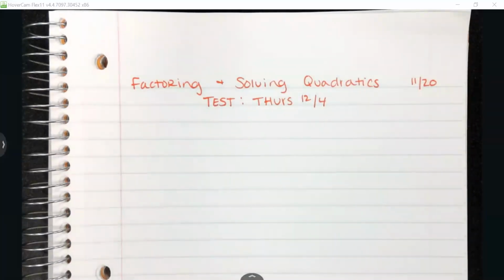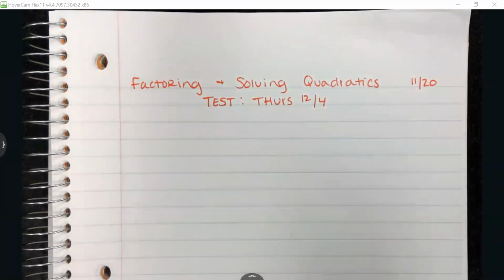We are going to talk about two different things today, okay? The first thing is a continuation from what we did yesterday with GCF. The second thing is just factoring, taking an equation and breaking it down into what multiplies to get it there.